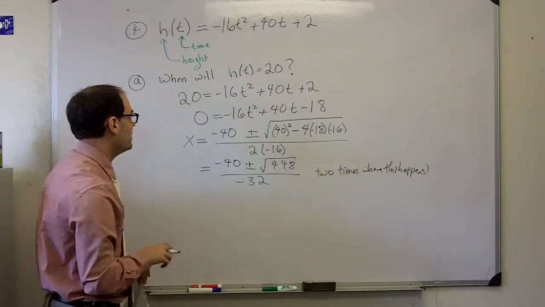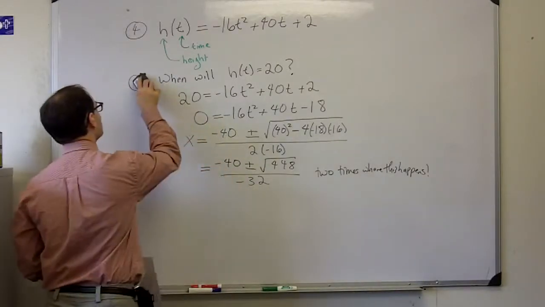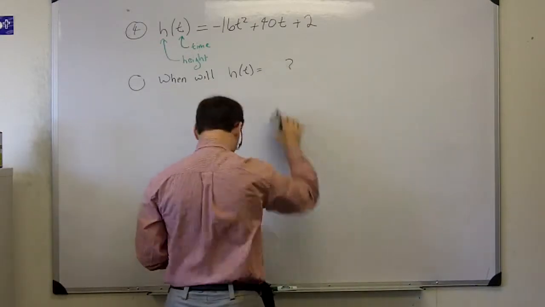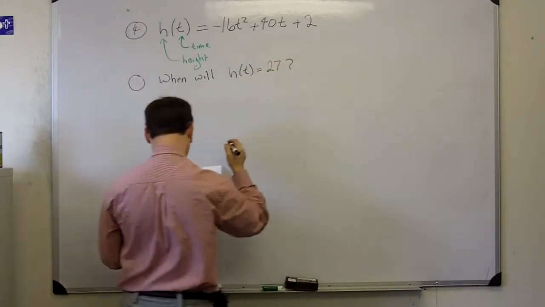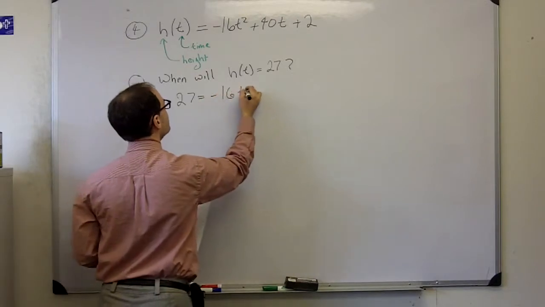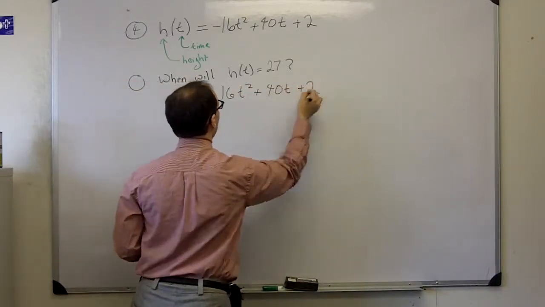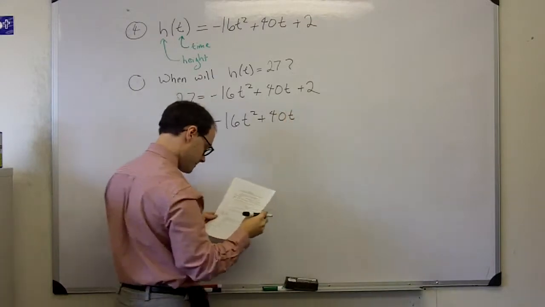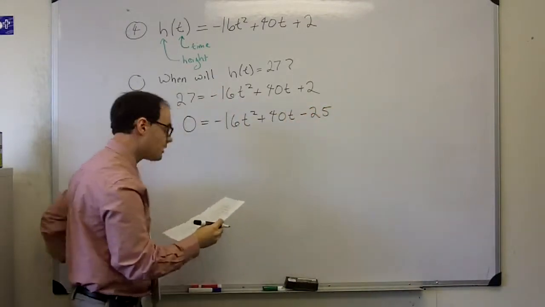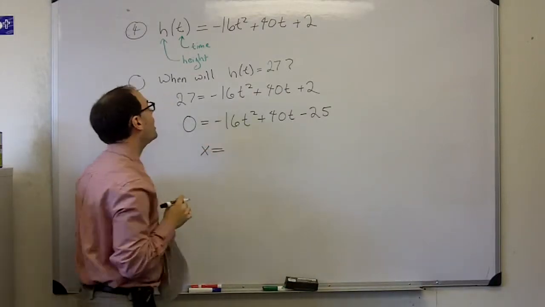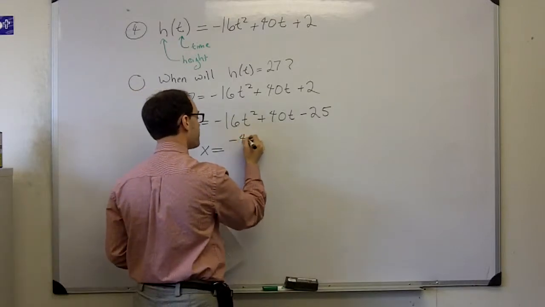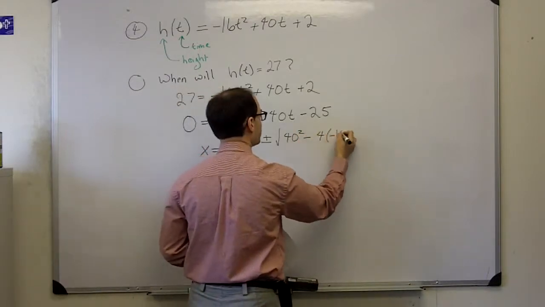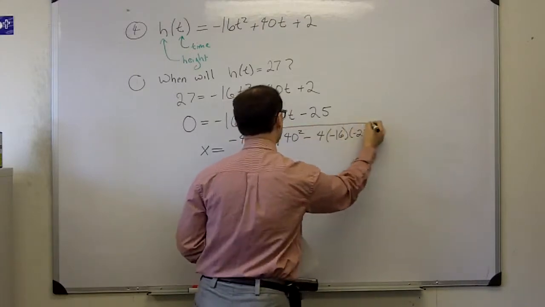Okay, well, let's now take a look at part B. Part B is basically the same kind of question, but the height is different. So when will the rocket be at a slightly different height? When will it be 27 feet in the air? Okay, well, again, this is not in standard form. Let's make it so. And let's go ahead and write out the equation of the X-intercepts using the quadratic equation. And again, beware of your minus signs, or be aware of your minus signs.